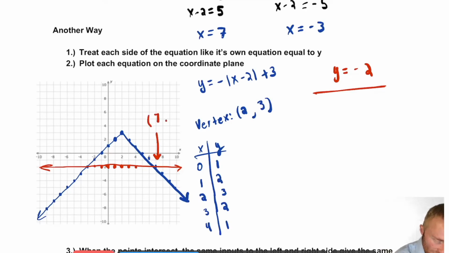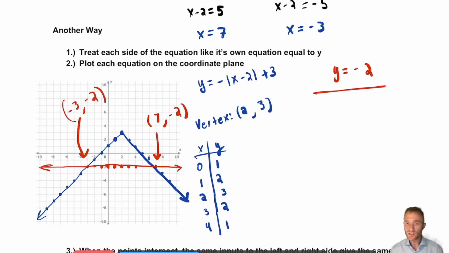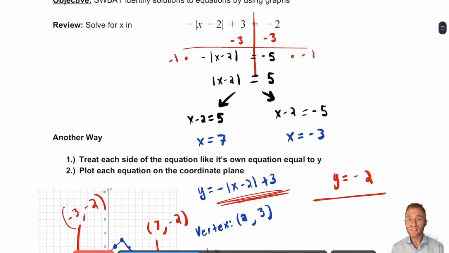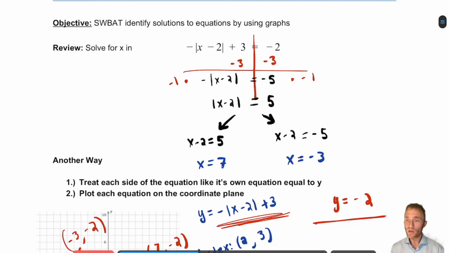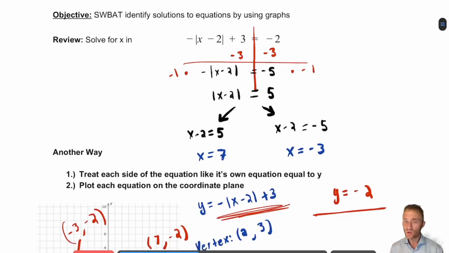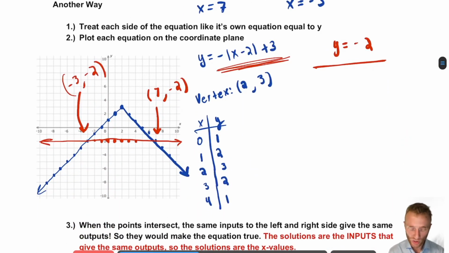When you plug in 7, our output is negative 2. When you plug in negative 3, our output is negative 2. So let's think about what this means for a second. We have just found by graphing the two x values, negative 3 and positive 7, that when you plug them in, you get out negative 2. That's exactly how we checked our answer of the first problem. We found the x values that when we plugged them into the left-hand side gave us negative 2. So we have found these solutions by graphing.